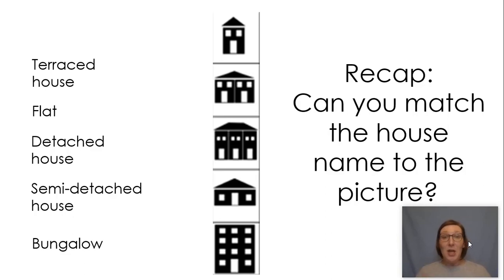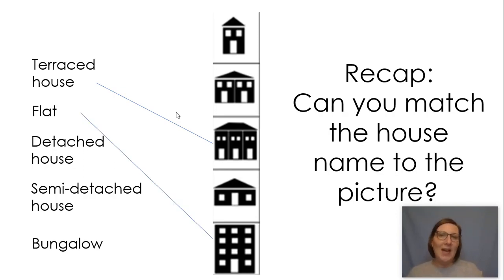Okay, welcome back. Shall we see if we've got the same answers? Okay, are you ready? So the first one was a terraced house. Now remember, a terraced house is lots of houses all together. And sorry, this one is our terraced house here. Lots of houses all together. The next one is our flat, and that's lots of houses in one building. Okay, and this one was a flat.